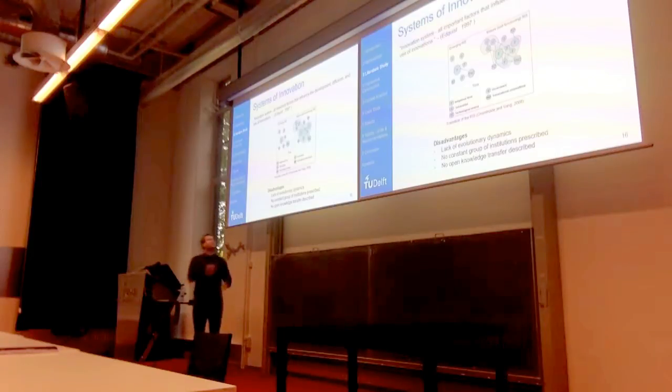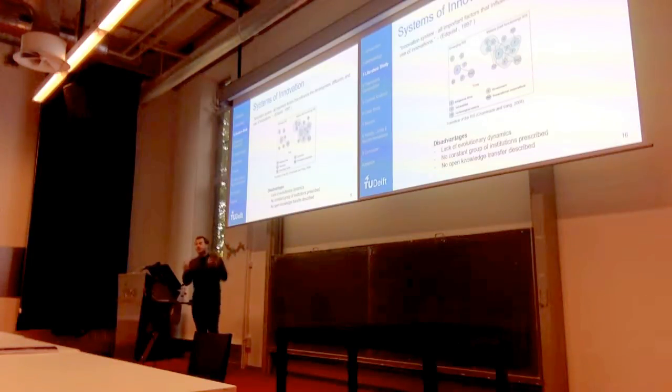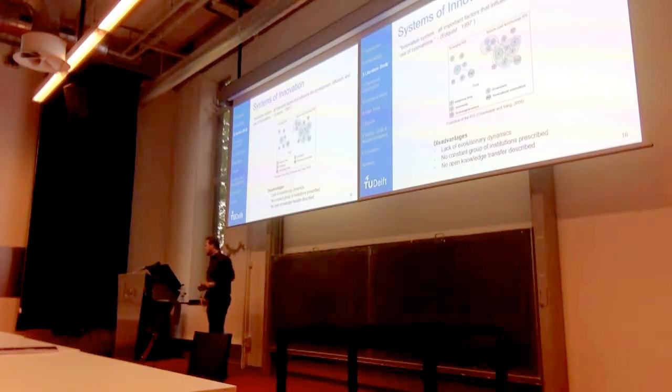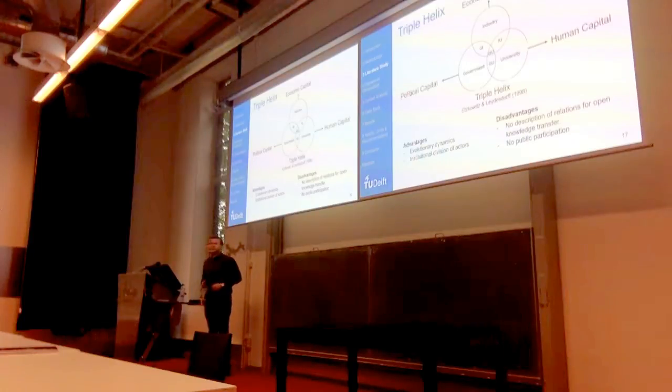But the researchers that made the image you see actually found that going from an emerging innovation system to a mature innovation system cannot really be explained with this theory. So it doesn't have evolutionary dynamics. And also there's no constant group of institutions prescribed. It's just a number of actors working. Also open knowledge transfer wasn't accounted for. And the next theory actually can solve that problem.